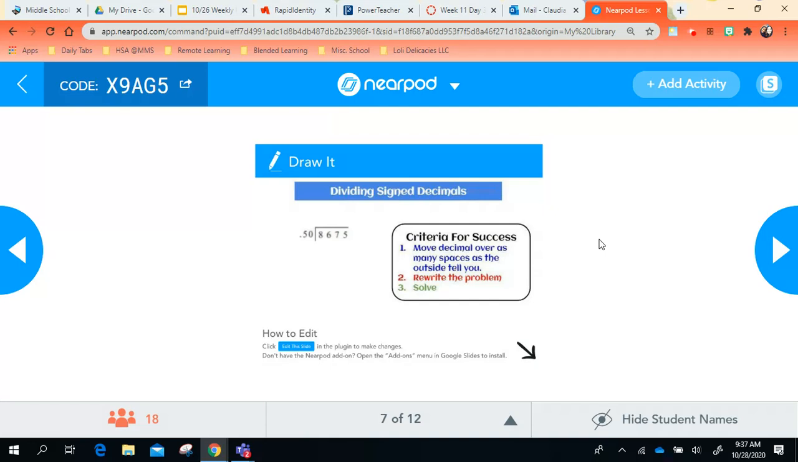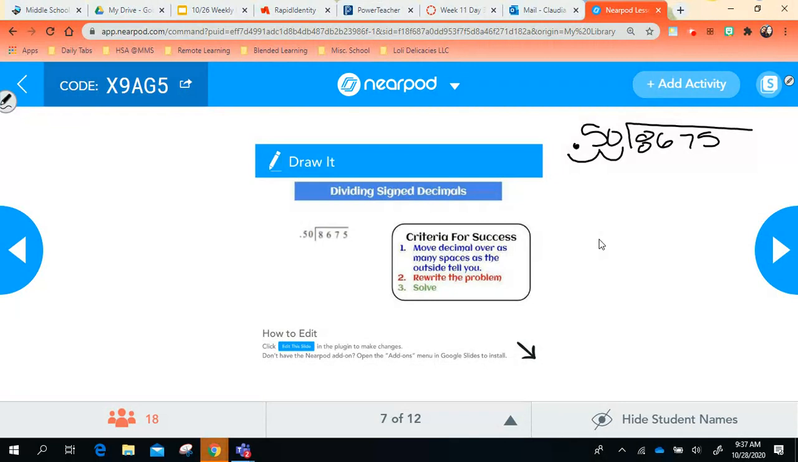Yeah, hold on a second. So this one is 0.50 and then 8,675. So I want to make sure that we did this part right. So the number on the outside has how many places behind the decimal? 2. So I want to move it over 1, 2 places. Do I have a decimal on the inside? No. But I have an invisible decimal on the inside.